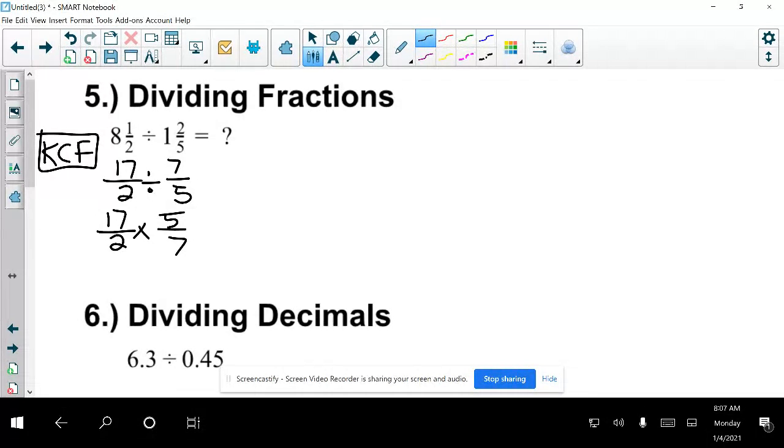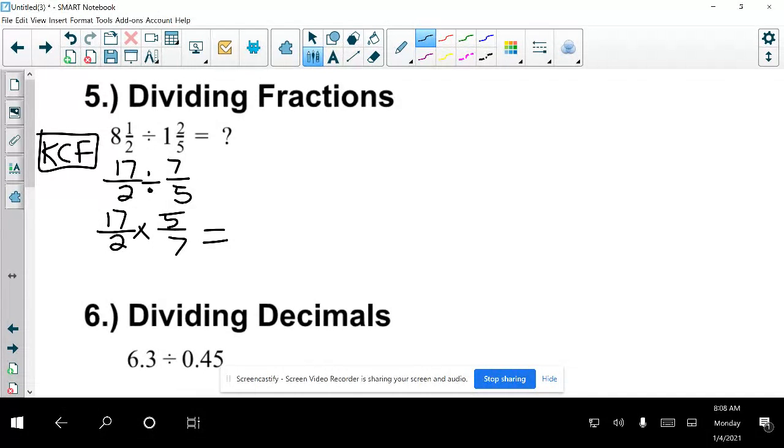So I do like to do that in two separate steps to avoid that, okay? So now we can multiply straight across the top, okay? But if we can cross reduce, we look to see if we can do that. And here we have 17 and 7. There's nothing that they are both divisible by. 2 and 5, nothing divisible by, but those don't have a common factor either. So we're just going to multiply straight across the top, okay?